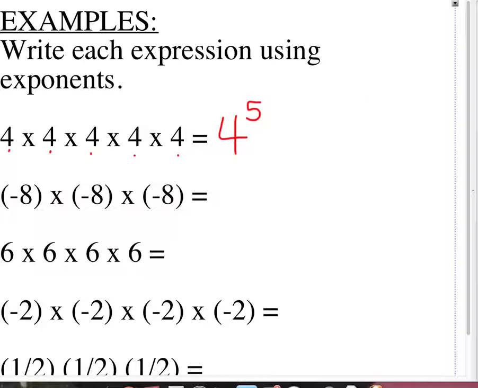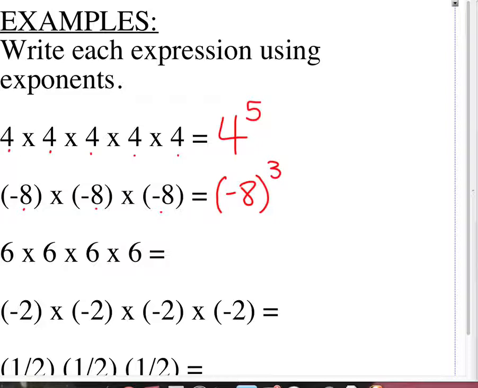It's negative 8. Notice that it's in parentheses. It's in parentheses for a reason. If they show it in parentheses, you too need to write the base number in parentheses. It all has to do with that negative attached to the 8. How many are there? 1, 2, 3. So this is to the third power.